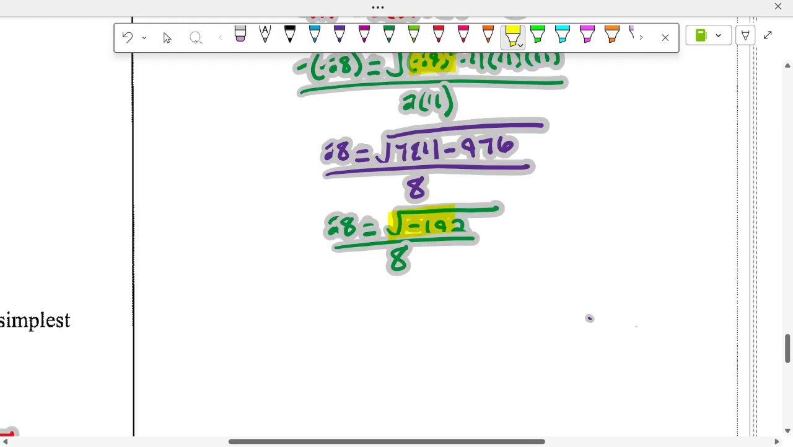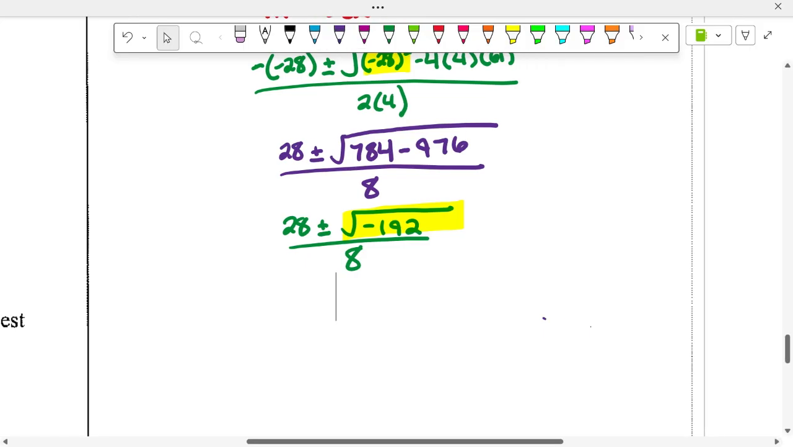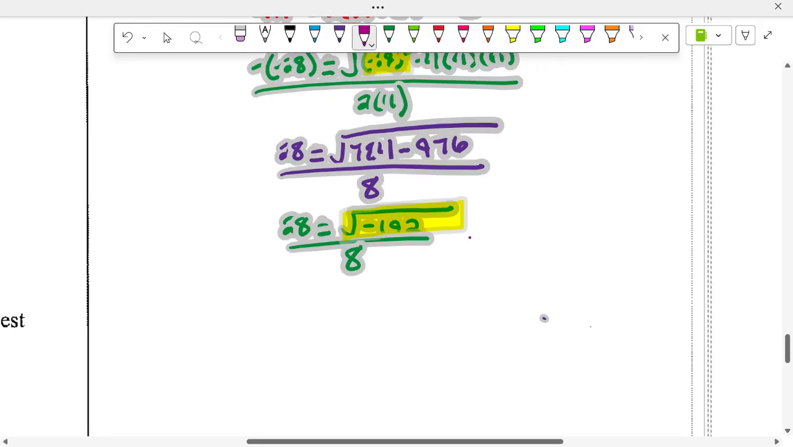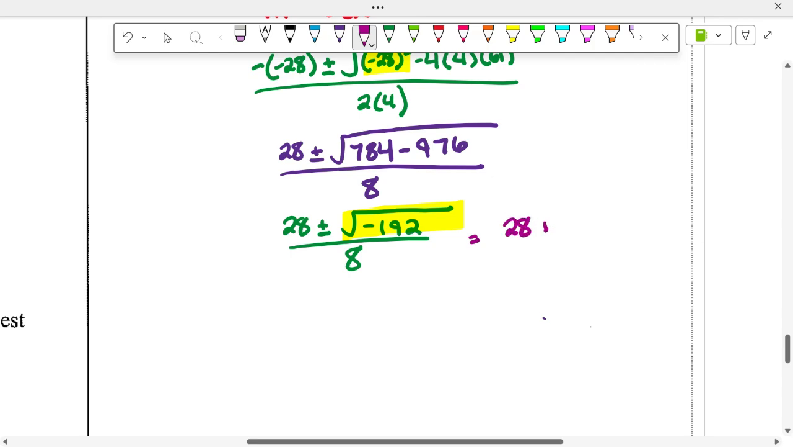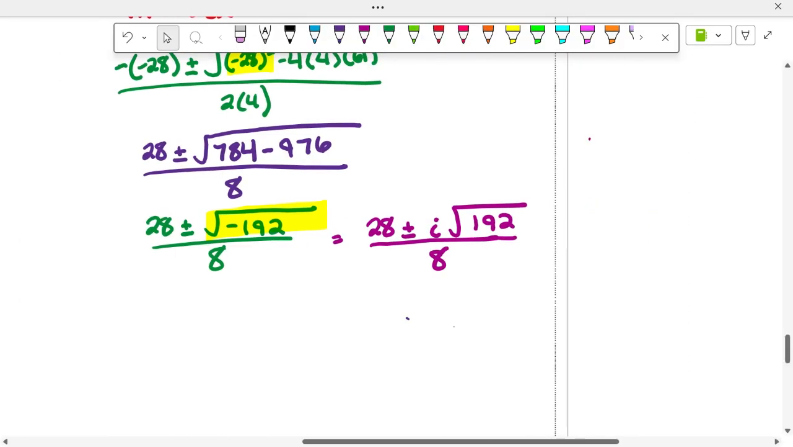So, first off, since there's a negative under that radical, what's the very first thing I got to do, hands down? Take that i out. Now I can break down 192.